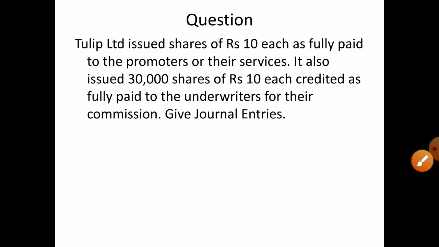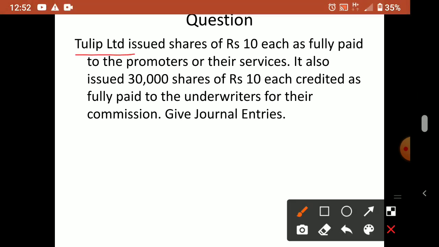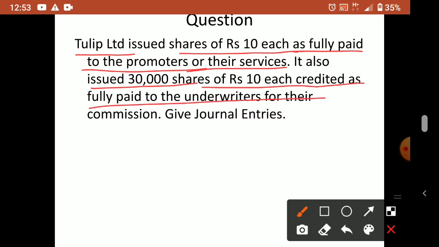Now another question we'll discuss. The way they ask the question will be a little different, that's why I included this also. One more question is there, just to check. Tulip Limited issued shares of rupees 10 each as fully paid to the promoters for their services. So issue of shares to the promoters. It also issued 30,000 shares of 10 each credited as fully paid to the underwriters for their commission. So here two issues are done, one for the promoters and another for the underwriters. Underwriters we studied last year. Underwriters are the people or institutions who guarantee minimum subscription.